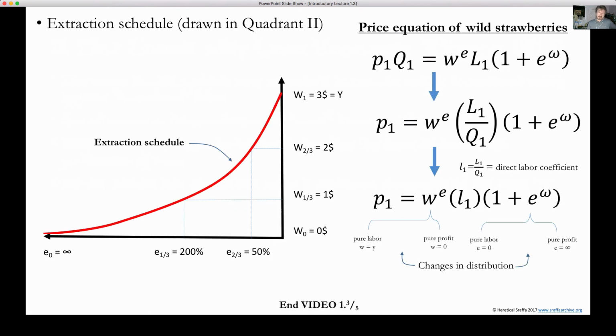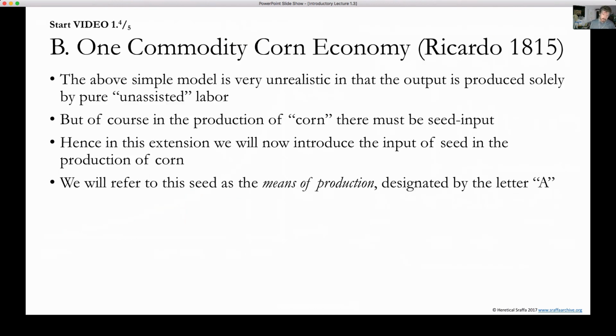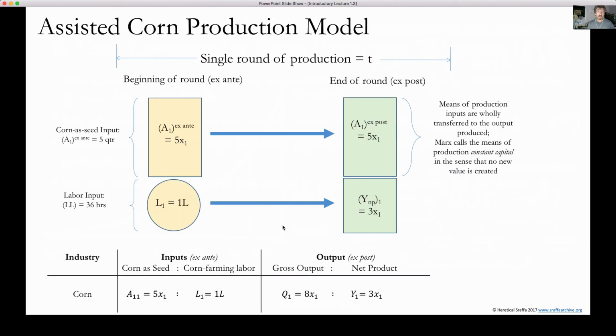This concludes the section on the PowerPoint that looks at the unassisted labor production model, the wild strawberries and the gold sector production model. What we're going to do in the next lesson is develop the one commodity corn economy where labor is now assisted by corn. And you're going to have corn as seed as your means of production.